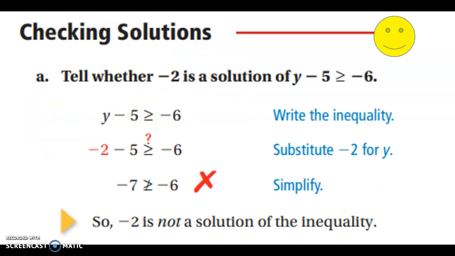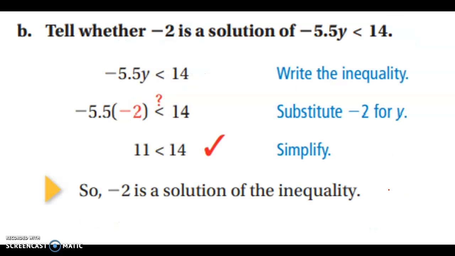Here's an example from the book. They take this negative 2, plug it in for the y, and get negative 7, which is not greater than or equal to negative 6, so the answer would be no. On this one right here, they plug in a negative 2 for the y, so negative 2 times negative 5.5 is 11, and 11 is less than 14, so that one is true. It does work. Let's turn to our last page.